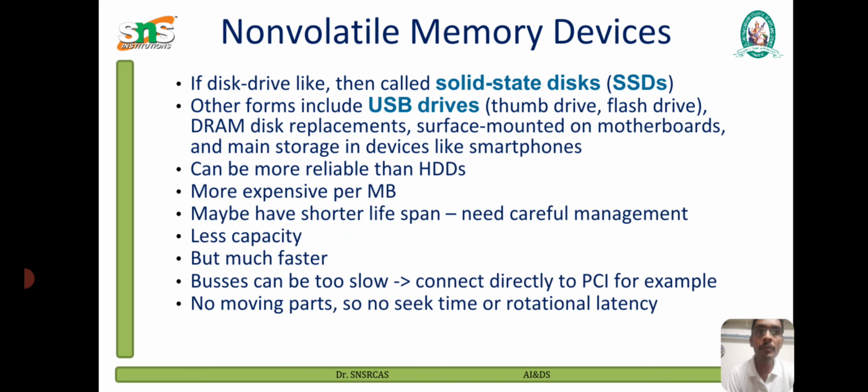Coming to non-volatile memory devices, there are disk drives like solid state disks, in short SSDs, which are all in the non-volatile memory category. Others include USB devices, thumb drives or flash drives, DRAM disk replacements surface mounted on motherboards, and main storage devices like smartphones. They can be more reliable than hard disks, but also more expensive compared to hard disks. They may have a shorter lifespan and need careful management. Non-volatile memories have less capacity, but are faster than the hard disk.